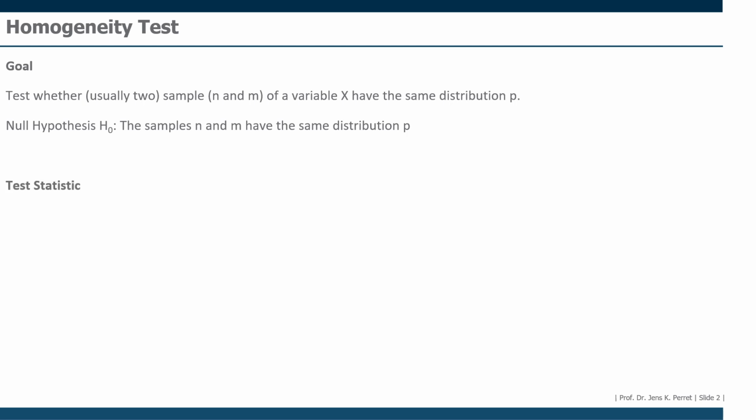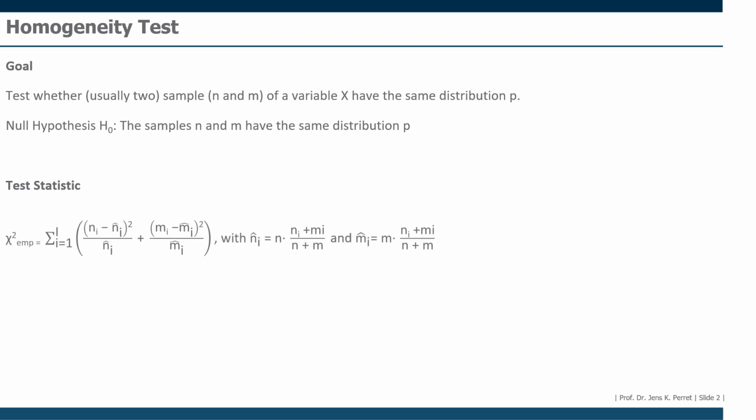For this we're going to need a test statistic. The test statistic here is actually relatively straightforward. It's a classical chi-squared statistic. It's the actual values, and then actual value minus expected value for sample n, and for sample m, the differences squared, divided by the expected frequency of each of the two samples.